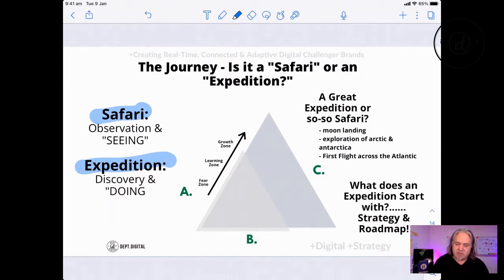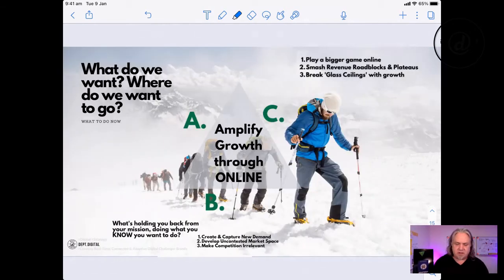What are some of the great ones of all time? The moon landing, the exploration of the Arctic and Antarctica, first flight across the Atlantic. So again, these were examples, and not everyone has been successful. Let's be perfectly clear too. But we need to understand that this is where we started, and we need to plan and prepare and strategize and get the pieces lined up before we commit ourselves to going on this expedition as well. And how do we do that? If we say we want to get to the base camps, we have to start with a roadmap. Okay. And that's what I'm going to be talking about in the next couple of minutes.